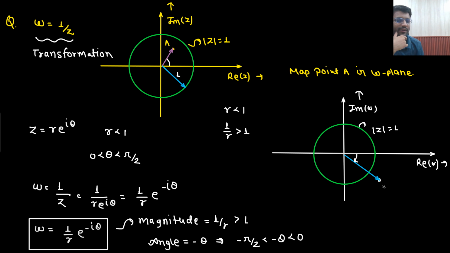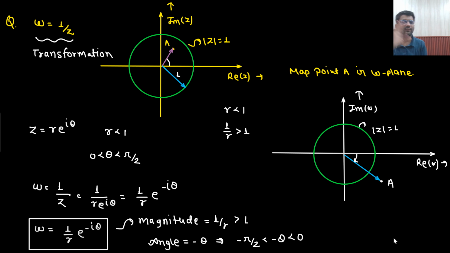So 4 options would be given. It is a very, very famous question, especially for EC and electrical students. These kind of questions are asked again and again, that you need to map the point A with the transformation omega equals to 1 by z in the omega plane. You would know that I am doing the reciprocal, the magnitude will become greater than 1 and the angle will become negative. This will be the point.